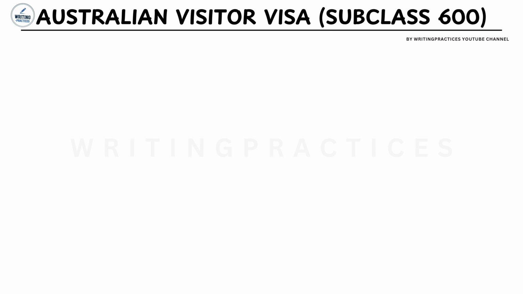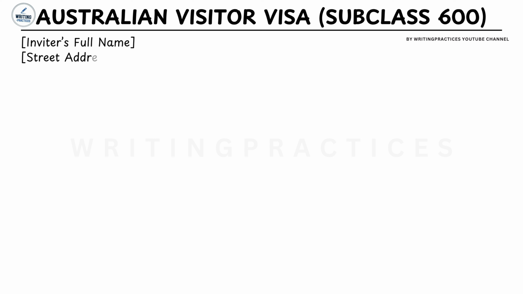In today's video, we are going to learn how to write an Australian visitor visa invitation letter for Subclass 600. This letter is used when inviting someone to visit Australia for tourism, family visits, holidays, or special events. Immigration officers review this letter to confirm the purpose of the visit and the relationship between the inviter and the visitor. Now let's go through it step by step, so you know exactly what to write, why each part is important, and how to write it properly.